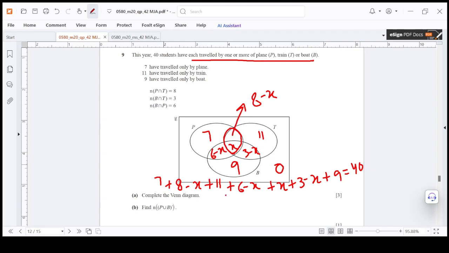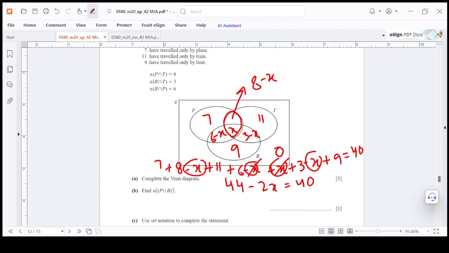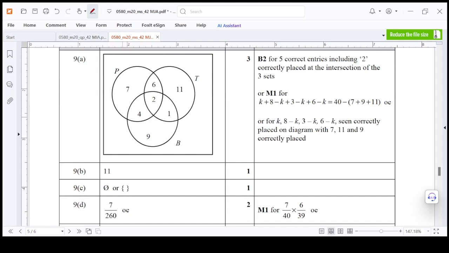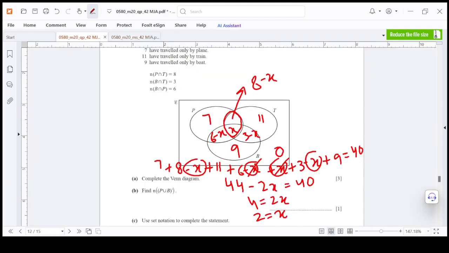I'm getting 44. And we have a minus X, a minus X, a plus X, so plus minus gets cancelled, another minus X. So minus 2X equals 40, which gives us 4 equals 2X and X equals 2. Okay, if X is equal to 2, that means in the middle there should be 2. Let me confirm it is. Okay, in the middle there's 2.